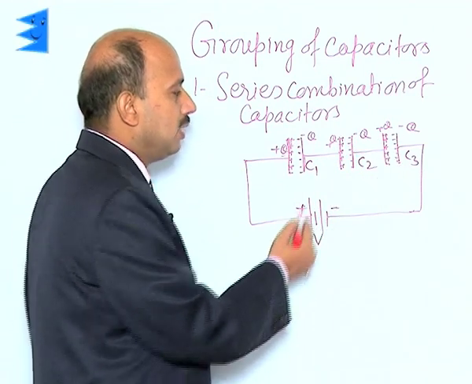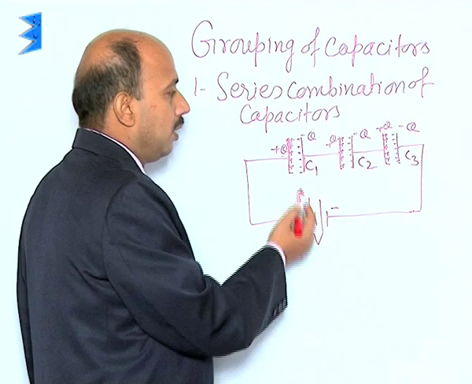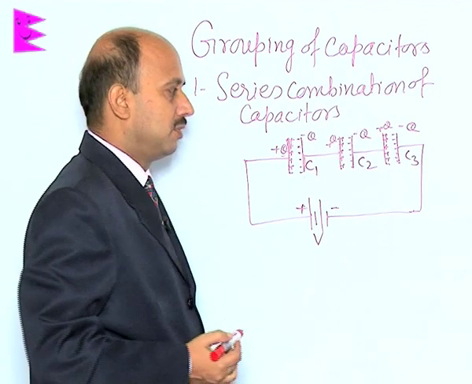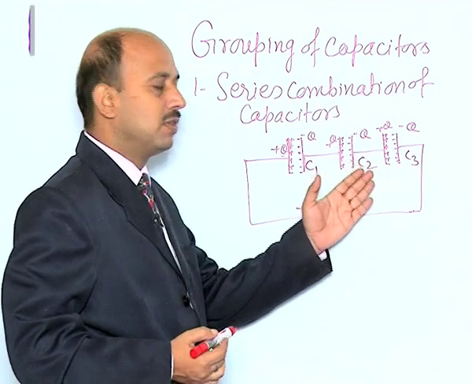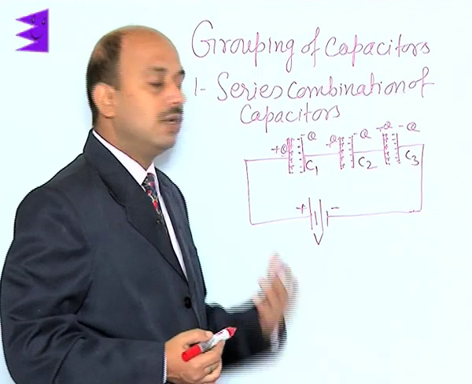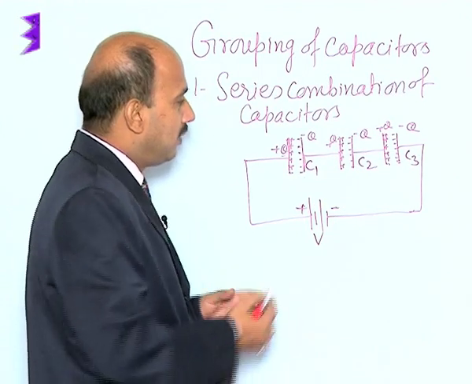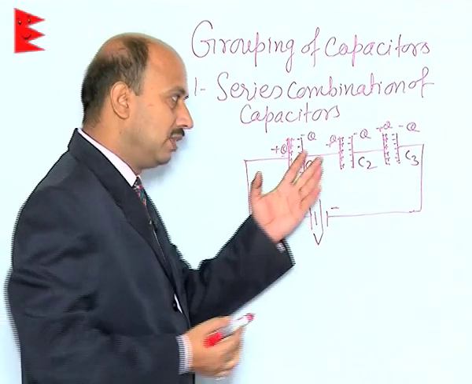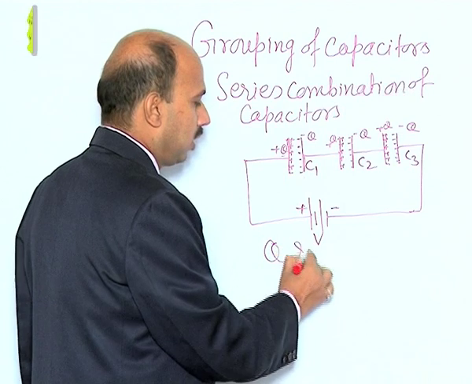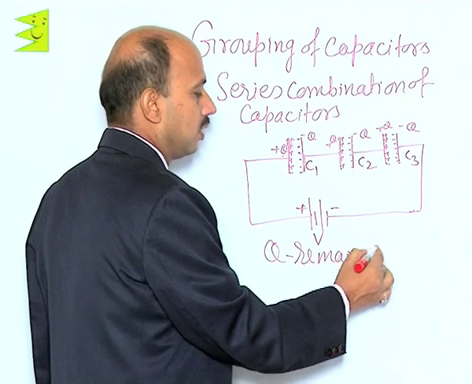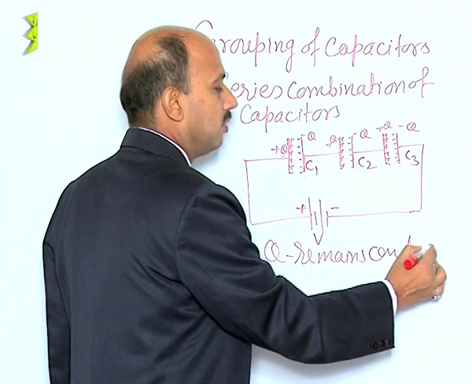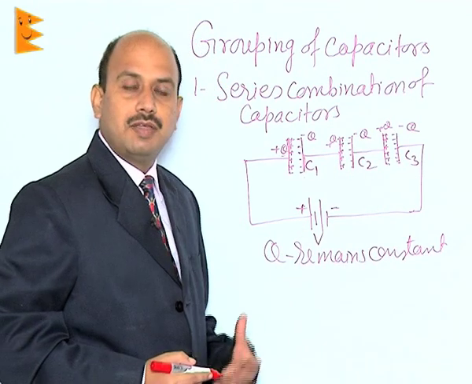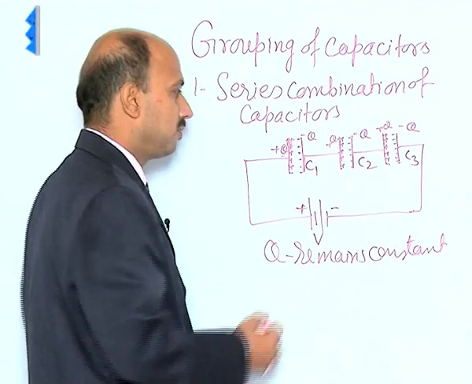So, in the series combination of capacitors you can see the negative plate of one capacitor is connected to the positive plate of another capacitor, and also the negative of the second one is connected to the positive of the third capacitor. But see here, whatever charge plus Q is given over here is going to all the capacitors. So, in this case we can write Q remains constant for all the three capacitors, but the potential difference will be different across these three capacitors.